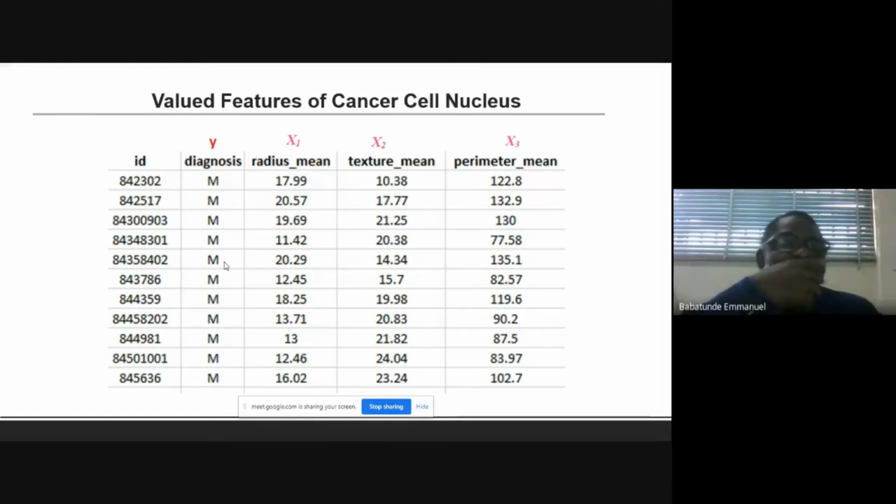Now, this is a snapshot of the Excel version of the Wisconsin dataset. The first column is the identification, which is the number assigned to each patient, a unique number. Then the second column is diagnosis, which could be malignant or benign. And that is what we have denoted as Y in our theoretical formulation. Then the radius mean is X1, one of the features, texture is X2, perimeter is X3, and so on until you get to Xn.